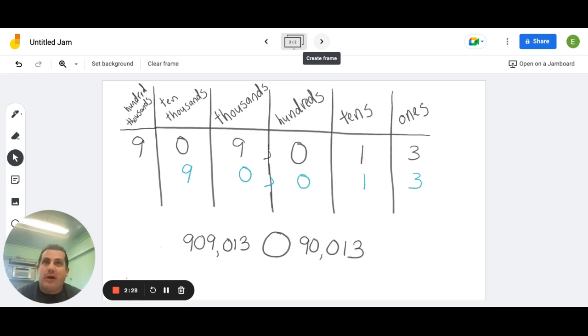Now, when we look at these two numbers to compare them, all you have to do is start with our greatest place value, which we know is the 100,000s, not the ones, that's our smallest. We have a 9 in the 100,000s, and here we have nothing. So of course this number has to be greater because it has 900,000s. We have nothing here. So this is our greater number, 909,013. So I'm going to put the greater than symbol there. And we did this by comparing our place values.